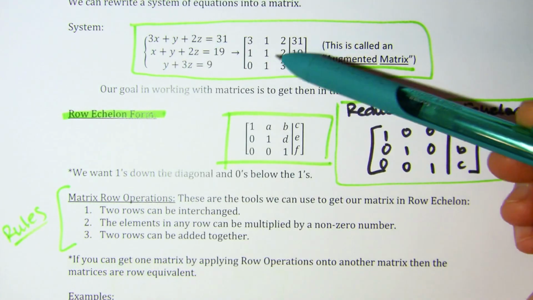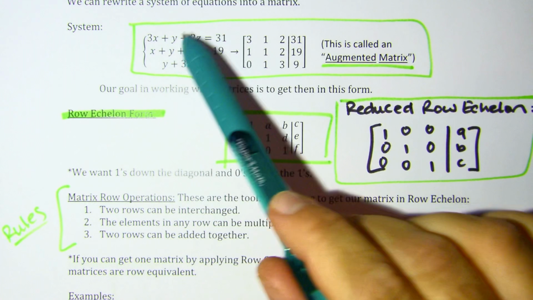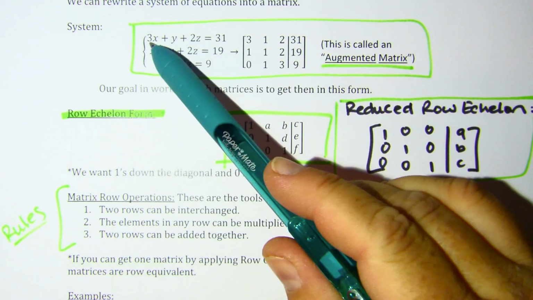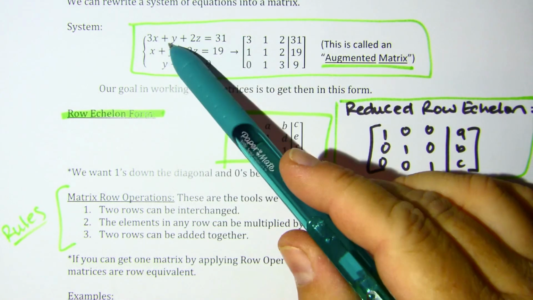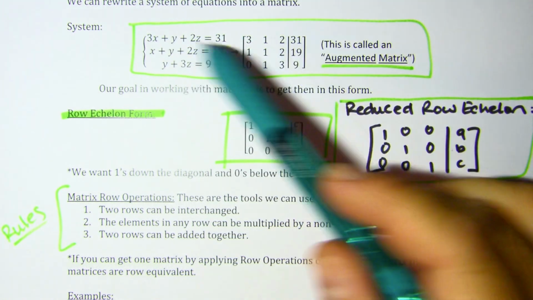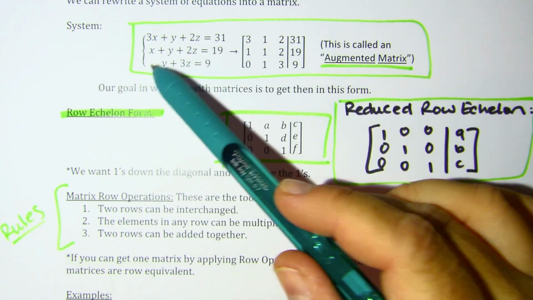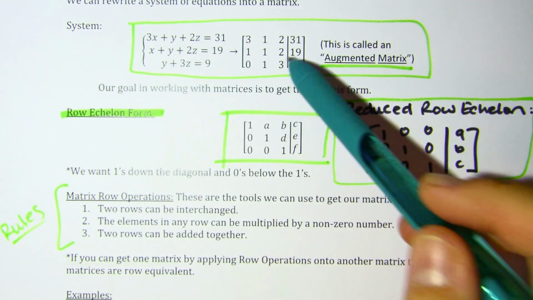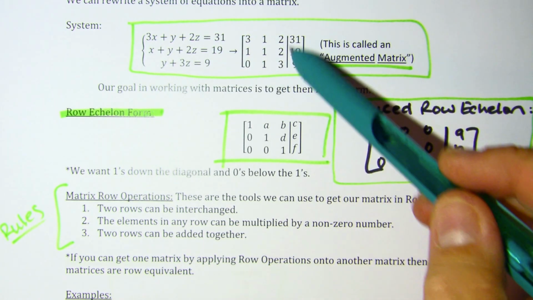So here we have, first, a system of 3 equations, and we have what's called an augmented matrix. And this is turning a system of equations into a matrix. So notice that we've just taken the coefficients of each term here, 3, 1, and 2, 1, 1, 2, and 0, 1, 3, and then the numbers on the end on the other side of this bar here.